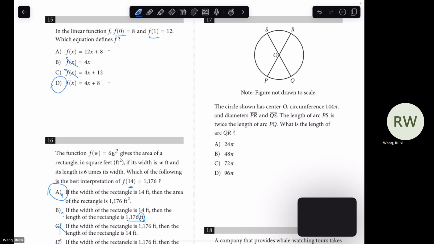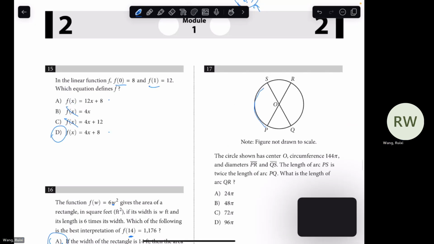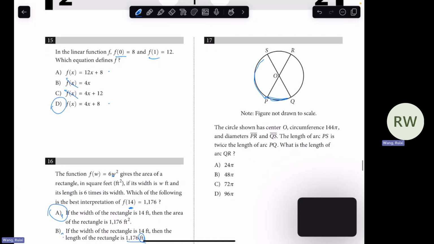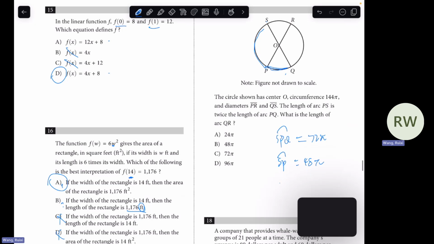Circumference, length of arc PS is twice the length of arc PQ. So here PS and PQ, right? So because SQ is the diameter, which means that SPQ will be half of the circumference. So SPQ is 72, and then if SP is twice PQ, so SP would be 48, while PQ is 24.